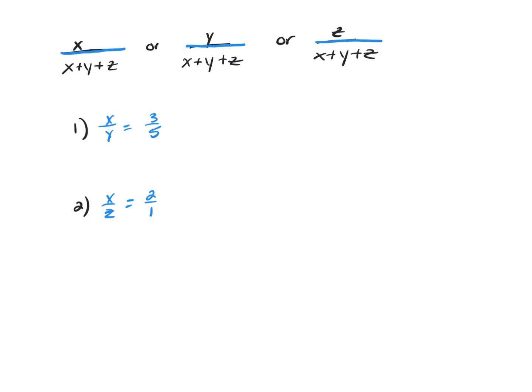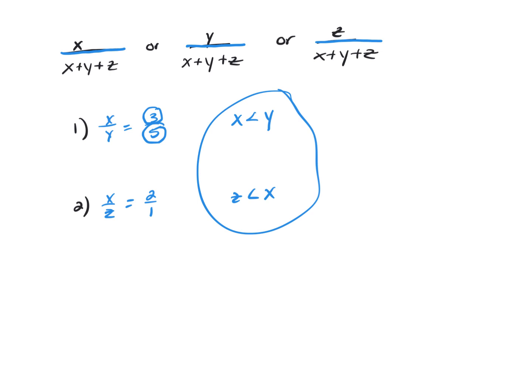So now let's put them both together. Let's go back to clue 1. Well, X corresponds to 3 and Y corresponds to 5. So it tells me X is less than Y. And down here, number 2, clue 2, what can I get from that? I can get Z is less than X. Now, isn't that nice? So take these two together and write a compound inequality.